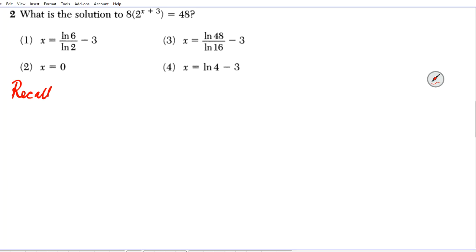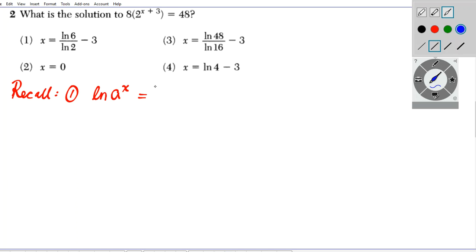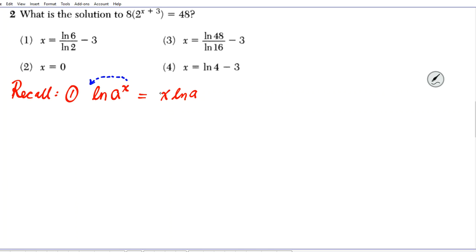You want to recall that if you have a logarithmic term that's a power, you can power down that exponential value. Okay, so you can just basically power down that power right here. This x can be powered down to give you x times the natural logarithm of a. Okay, so that's a property of logarithms that we're going to be implementing in solving this problem. Okay, so we have 8 times 2 raised to the x plus 3 equals 48.